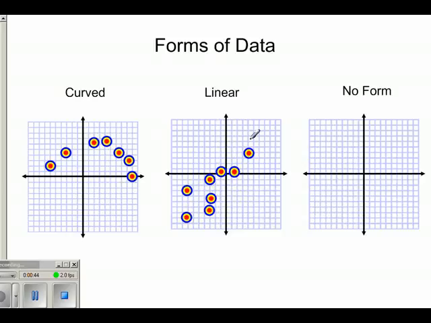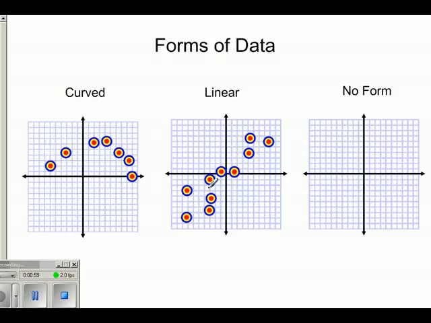Data where the form is linear happens when I'm plotting my points, and it is following a pattern where it's moving in a straight line shape. It doesn't have to make a perfect line. It really never does, or very rarely does, but it creates this line shape.